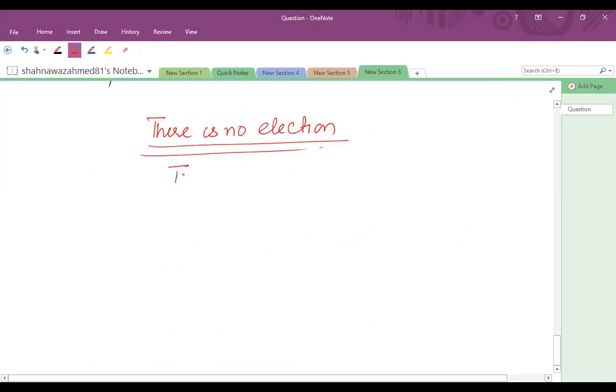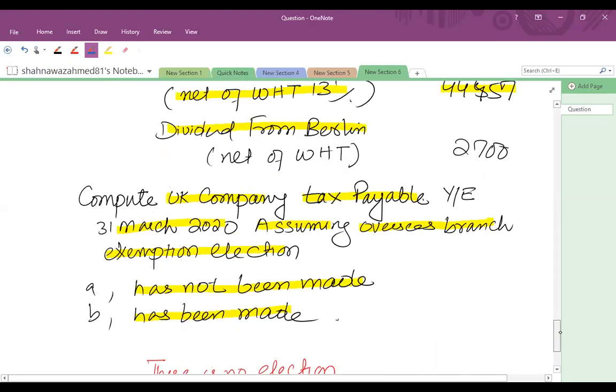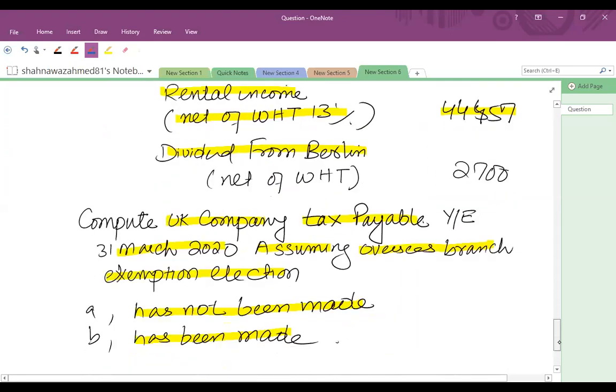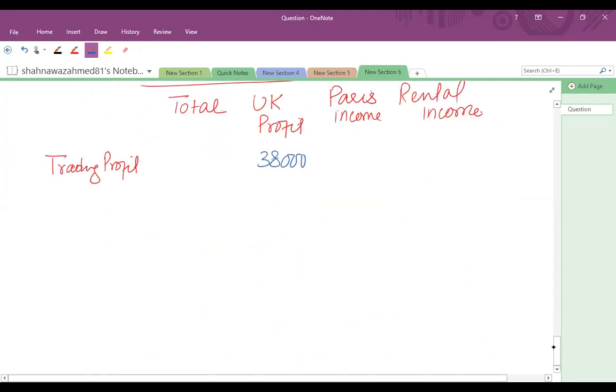The same column-wise approach. First is UK profit. Other is the income from Paris and the overseas rental income. Now, first of all, the trading profit overall. So we have trading profit of UK is 38,000. For the profit received from Paris, we have to calculate and adjust the withholding tax. So we have to work out the overseas income.